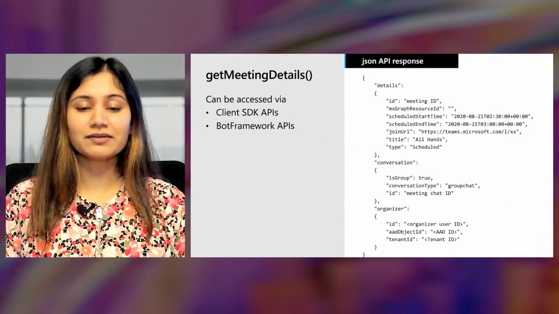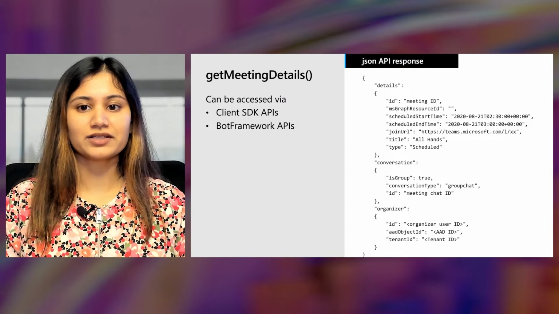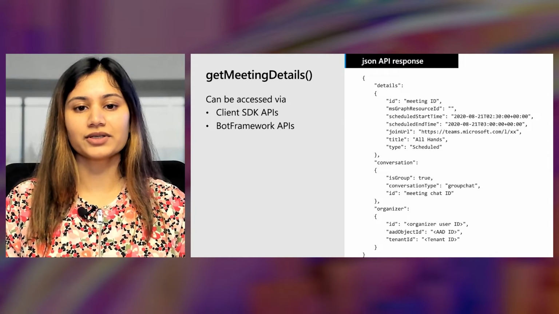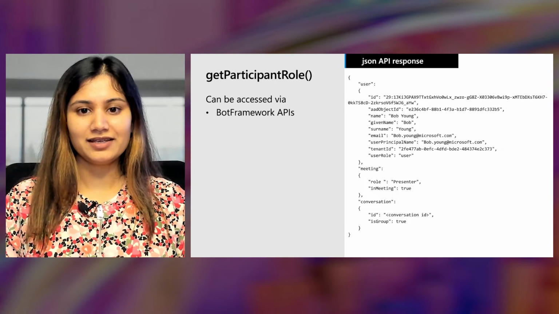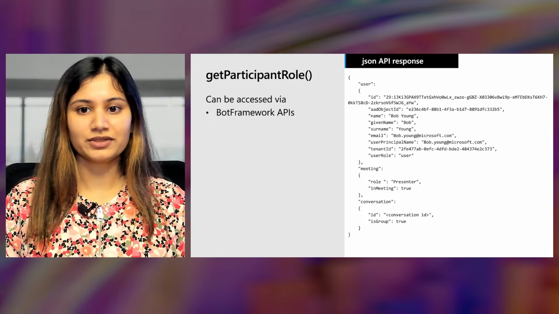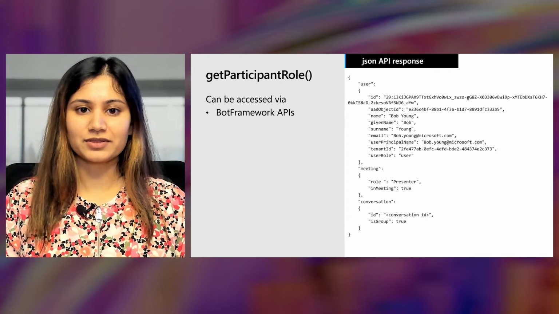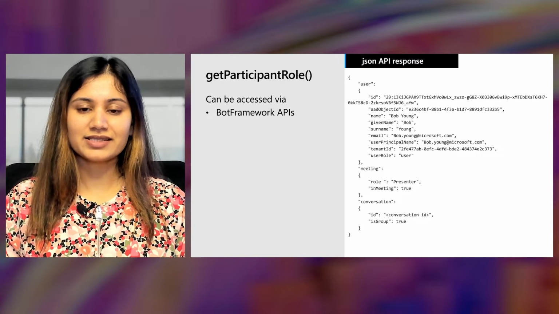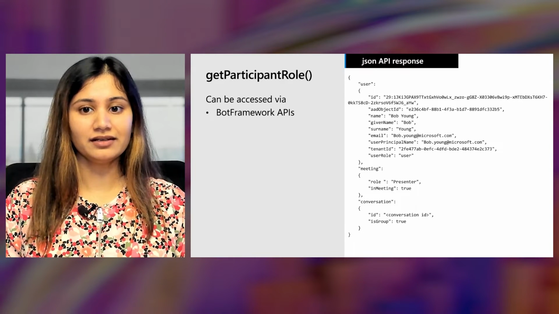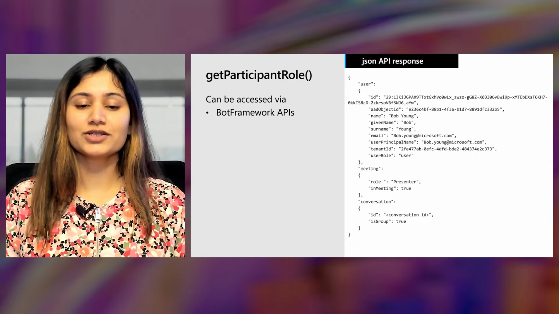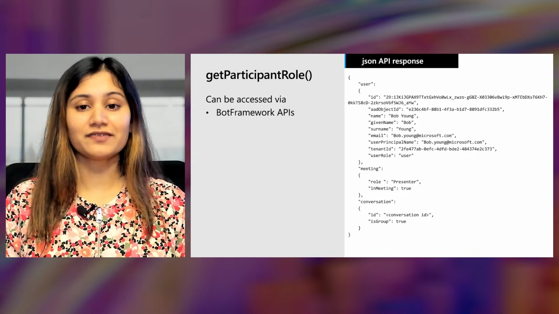We have the Get Meeting Details API that provides you with critical meeting details, such as meeting start and end time, along with organizer and conversation details. We also provide attendee, organizer, and presenter role information via the Get Participant Role Bot API. This API also indicates if the user is present in the meeting or not. But keep in mind that the user roles can change during the meeting lifecycle, so please factor that in your design choices.